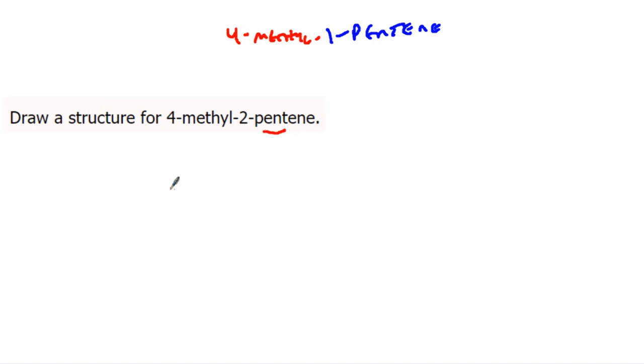Okay, so let's take a look at this next one. We have a pent, so we have 5 carbons. This is how I like to draw it: 1, 2, 3, 4, 5 carbons. The ene is coming off of the second carbon, so the double bond's coming off of the second carbon here. We have a methyl group coming off of the fourth carbon, so the CH3 is coming off of this carbon.